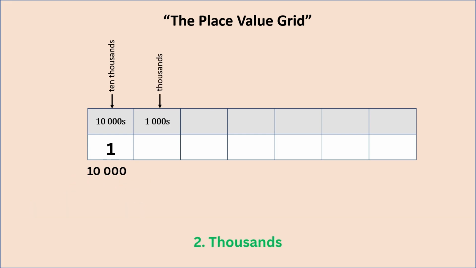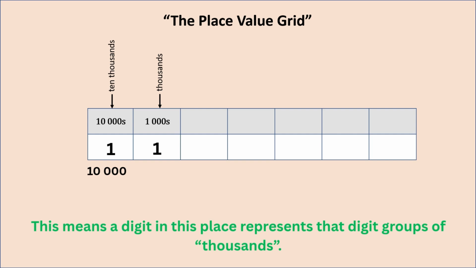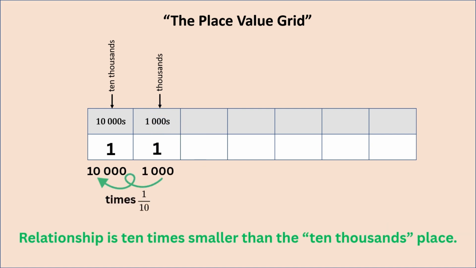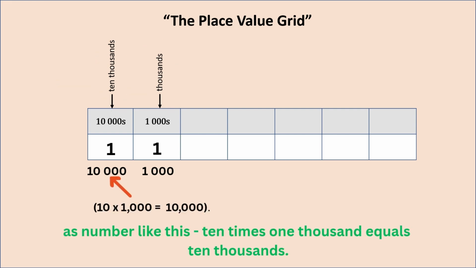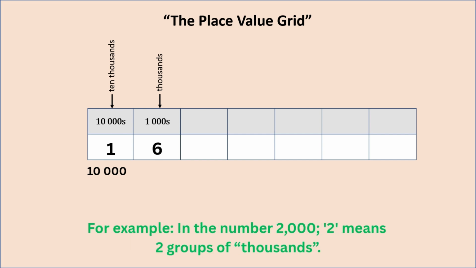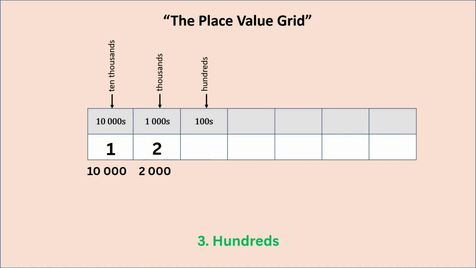Two, thousands. This means a digit in this place represents that many groups of thousands. The relationship is that it is 10 times smaller than the 10,000s place. You need 10 groups of thousands to make one group of 10,000s. As a number sentence, 10 times 1,000 equals 10,000. For example, in the number 2,002, 2 means two groups of thousands.